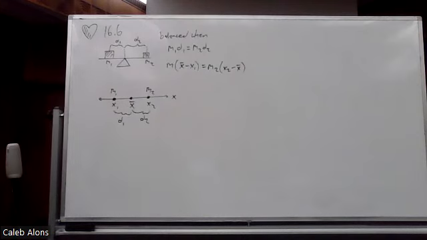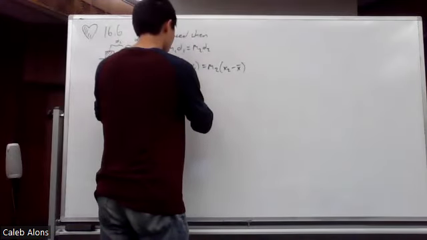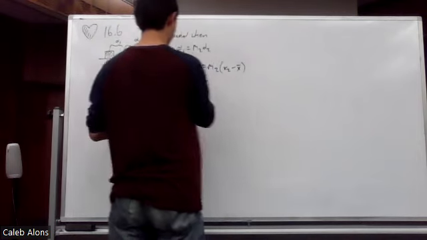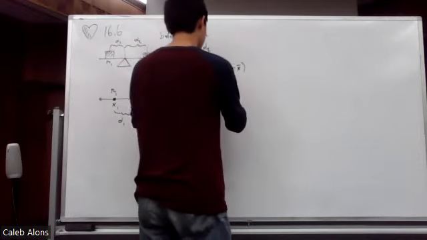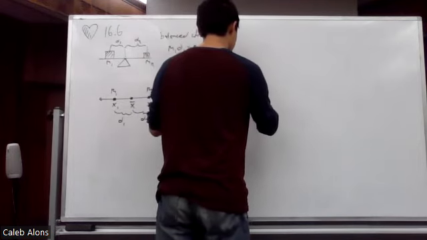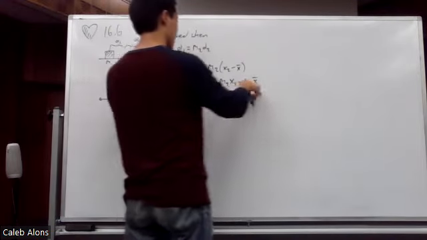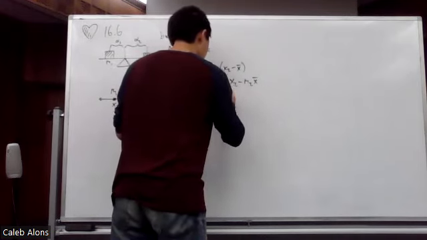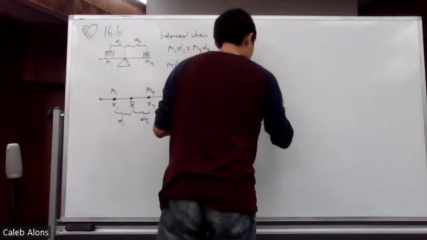Okay. The distributive property is going to give m1 x bar minus m1 x1. Oh, I forgot to put an m1 here, sorry, so m sub 1. And then this is equal to m sub 2 times x2 minus m sub 2 x bar. Bringing all of the x bars over here and kicking the constants over, I have m1 x bar plus m2 x bar is equal to m1 x1 plus m2 x2.